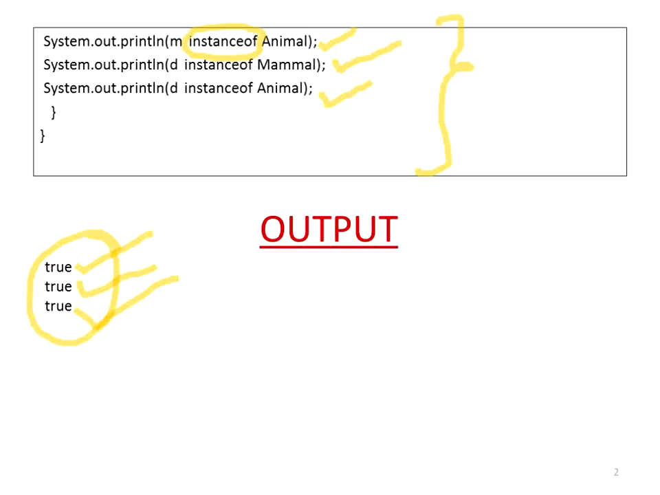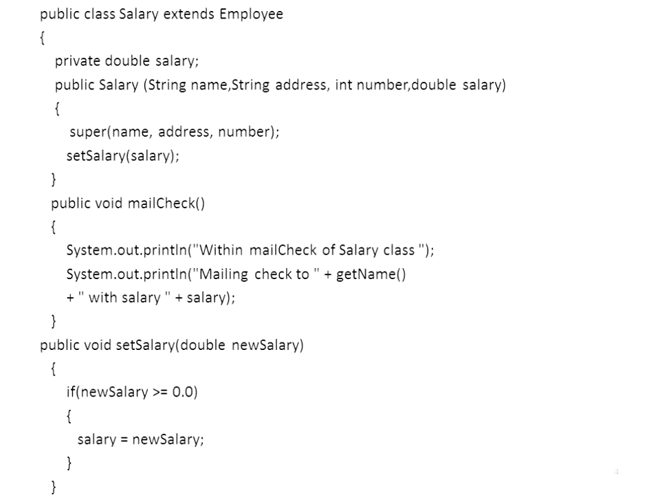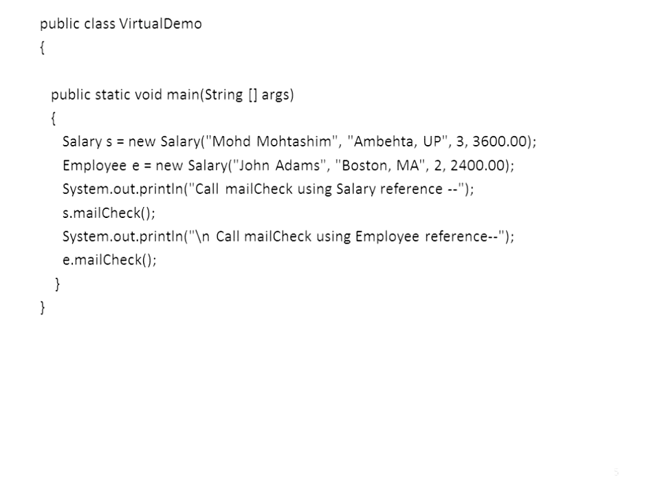Now, this was an example of inheritance. Now, let's see another example. Can you tell me, this example is based on which concept of Java programming? Here we have three classes. This is class 1, that is Employee. This is the second class, Salary. And this is the third class, Virtual Demo.